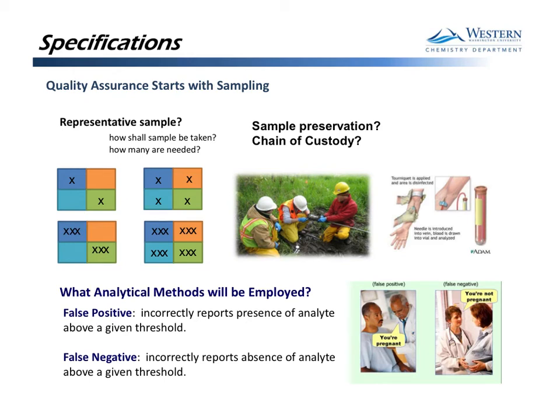Okay, so what does QA start with? Quality assurance. Like we said earlier, analytical chemistry has different steps, right? It all starts with sampling. It's really important to find a representative sample. The question you should ask when you are taking a representative sample is, how should the sample be taken and how many are needed?